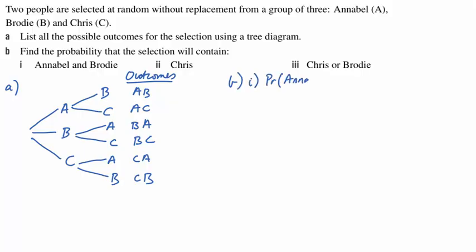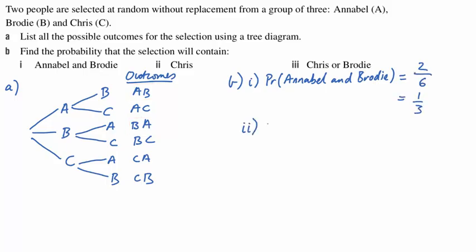Firstly, the probability that the selection will contain Annabelle and Brody. Well, we could have chosen Annabelle then Brody, or we could have chosen Brody then Annabelle. Both of those combinations would count here, so that's 2 out of the 6 outcomes. So the probability is 1/3.